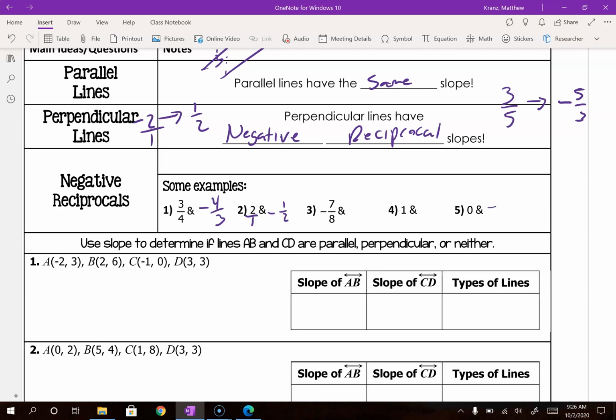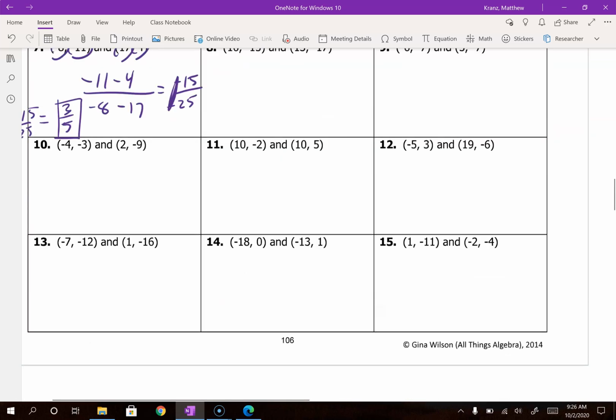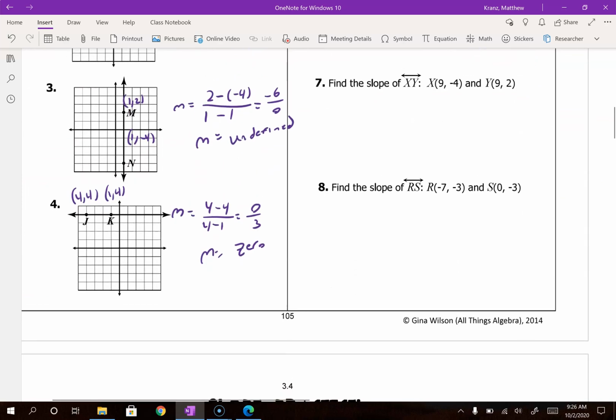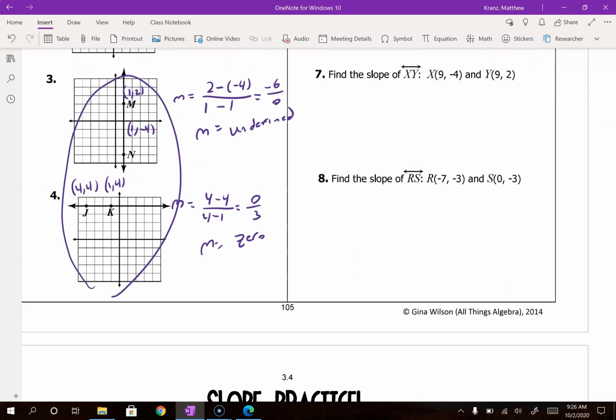Let's do this one. So the reciprocal of this would be negative 0, which is just still 0, so its reciprocal is itself. But the problem is that technically, this is 0 over 1 when you think about it. And if I were to flip that over, that would be 1 over 0, which is undefined. So technically, the opposite of a 0 slope is undefined. And we can go back up and see that right here. See these? This is your undefined. See how if you put them together, they would make a right angle.